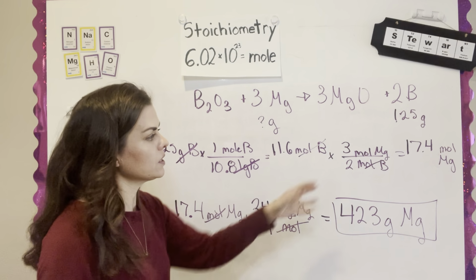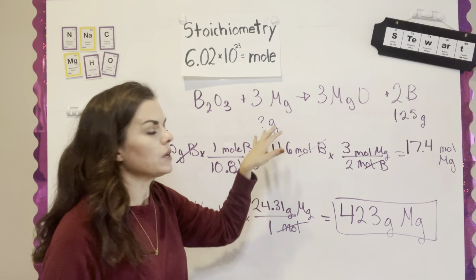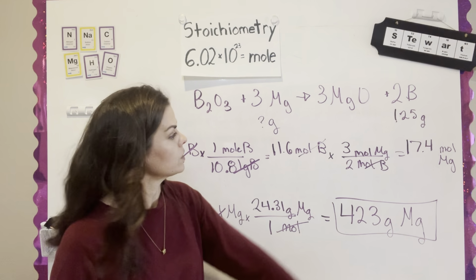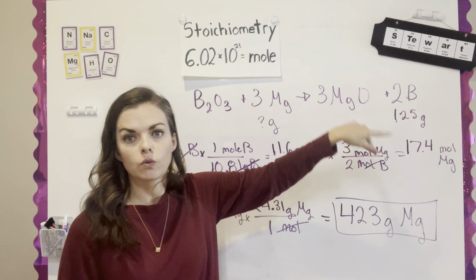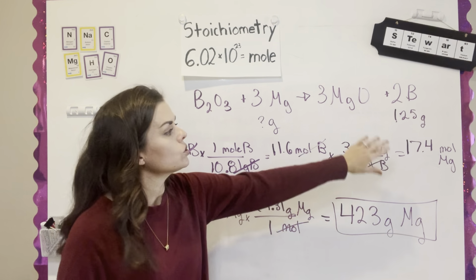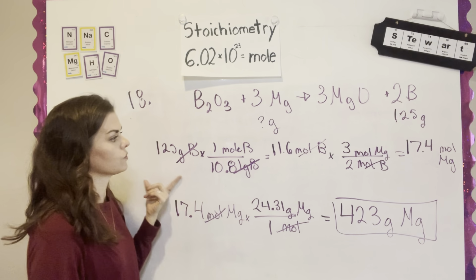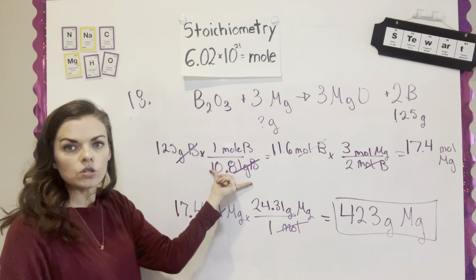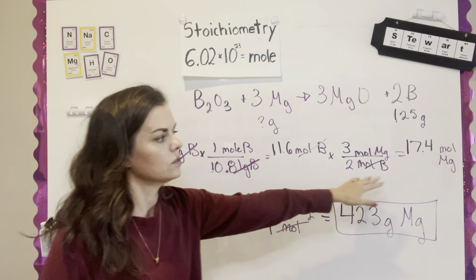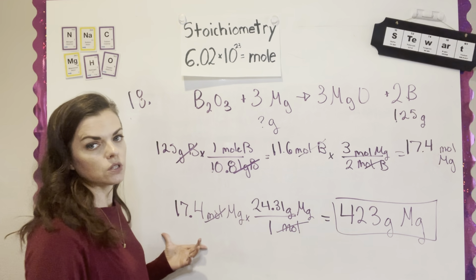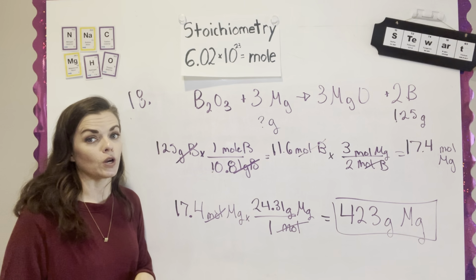What we did is basically they told us I want to make 125 grams of the product, and they asked me how many grams of the reactant I need to start with. But I can't go from grams to grams using the balanced chemical equation. Things react in moles, or in a ratio of moles. And so I have to first convert this to moles, which was this first step. Then I was able to use the balanced chemical equation to make a ratio to go from moles of boron to moles of magnesium. And once I was in moles of magnesium, you're able to use that molar mass to go from moles of magnesium to grams of magnesium.